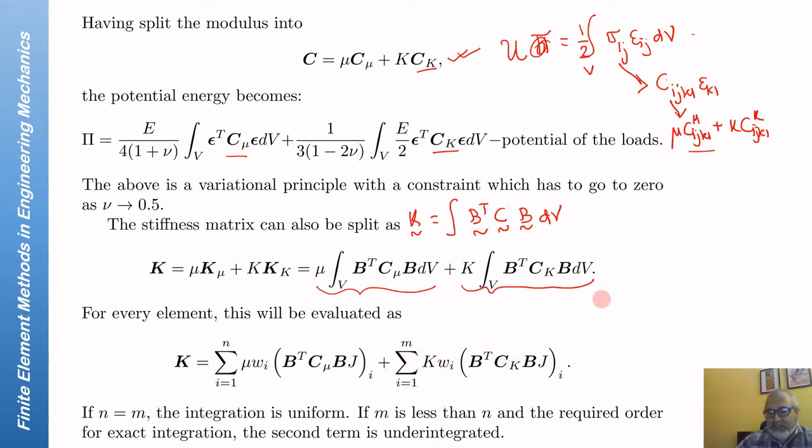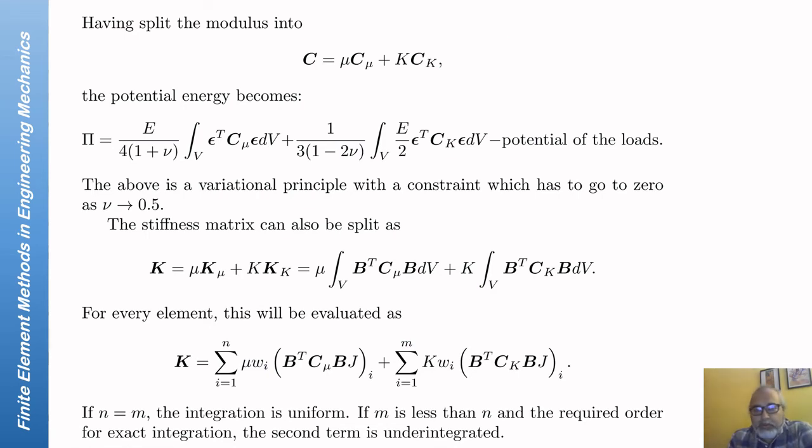Now we can have a situation where m is equal to n, which means we use the same orders to evaluate these two. So that is the required order. But we can also use a lower order for m, in which case the second term is under integrated. So under integration may seem like a bad idea, because under integration means that you are not evaluating it exactly, but we will see that under integration sometimes might help you solve the problem that arises due to an infinite bulk modulus. Let us see how that happens.